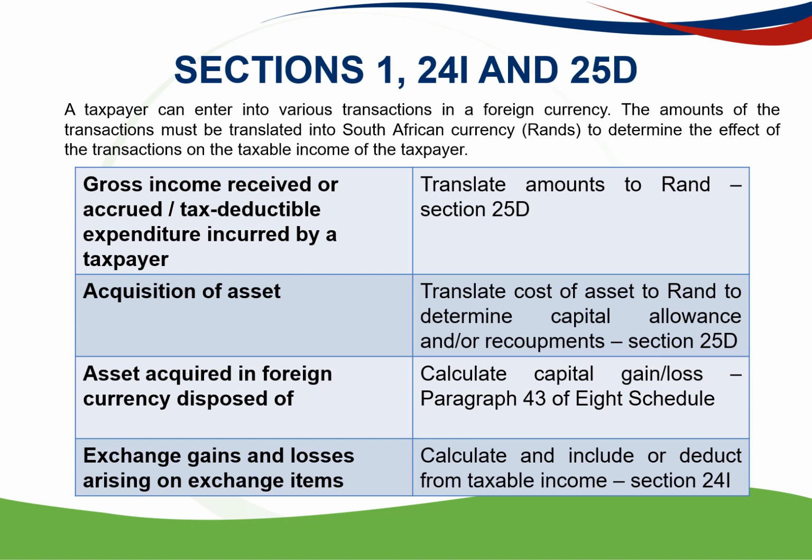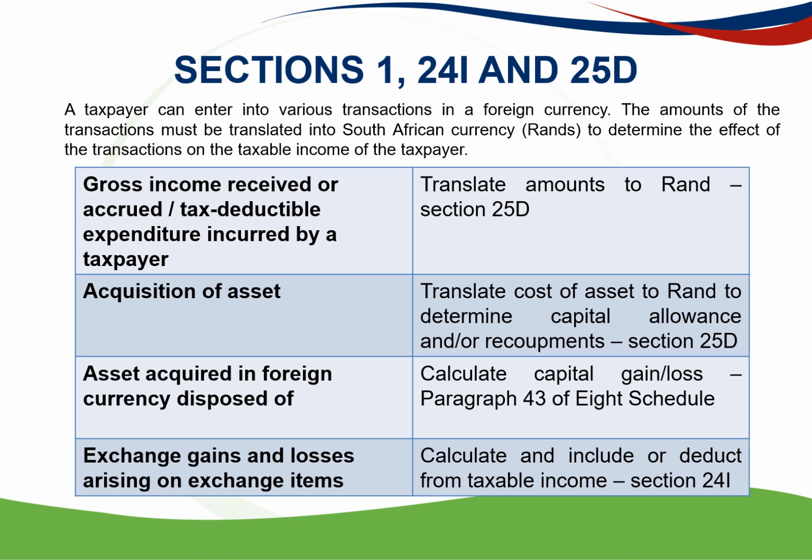A taxpayer can enter into various transactions in a foreign currency, and the amounts of the transactions must then be translated into South African currency, or rands, to determine the effect of the transactions on the taxable income of the taxpayer. If gross income was therefore received or accrued to a taxpayer in a foreign currency, or tax-deductible expenditure was incurred in a foreign currency, such amounts must be translated to rand using the rules stipulated in Section 25D.